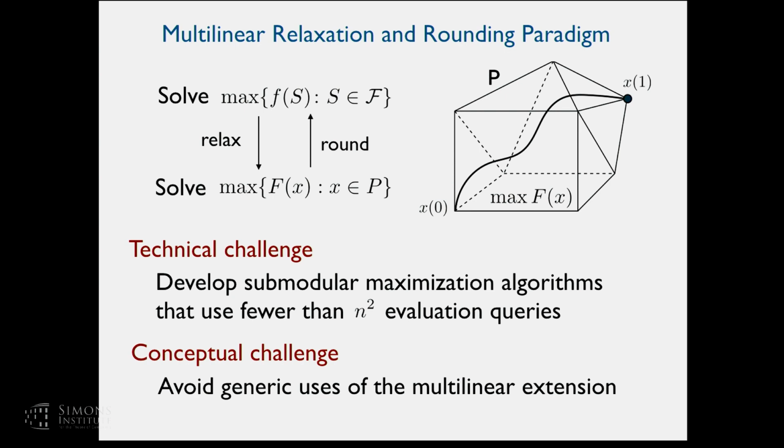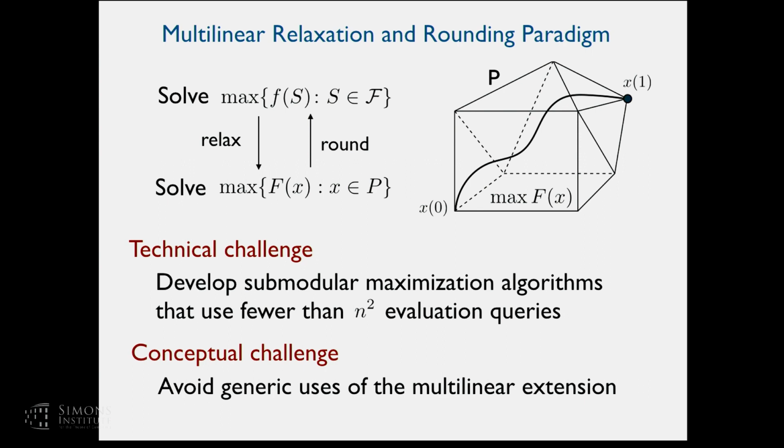If you want to think about this challenge from the conceptual point of view, it's exactly the same challenge that conceptually arises from the generic use of the multilinear extension. So even if we make the continuous optimization part as efficient as possible, if we're using the multilinear extension in a generic way, it's very difficult to avoid quadratic time. Okay.